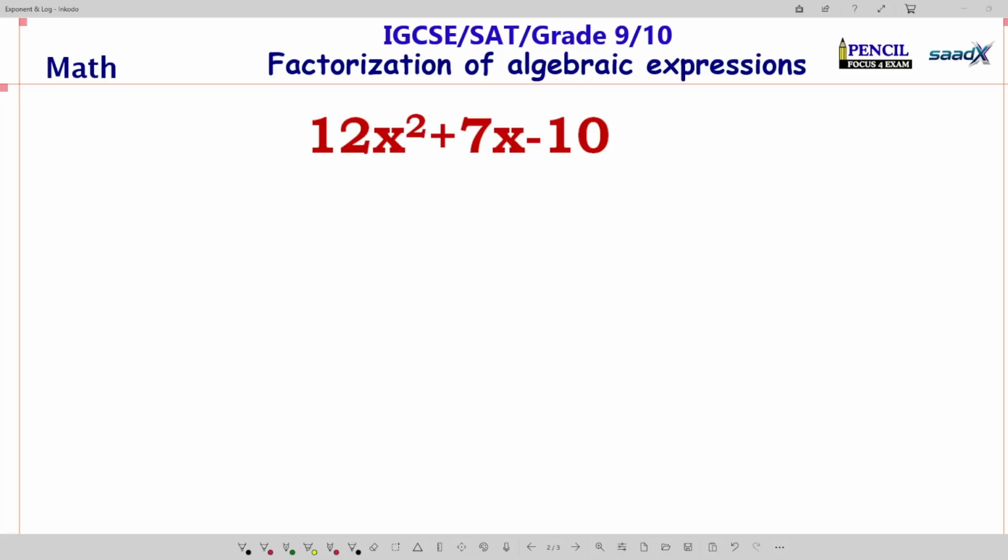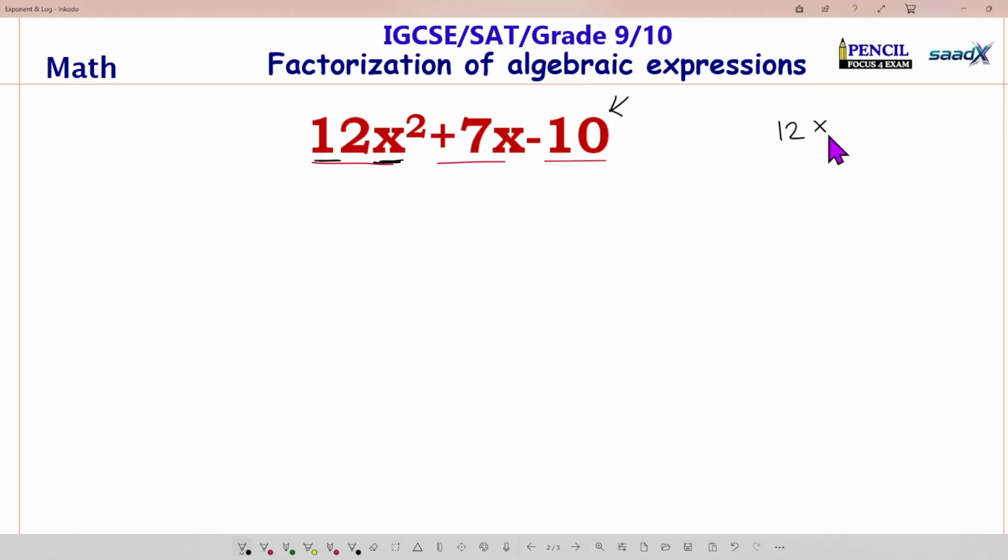Factorization of algebraic expression. 12x squared plus 7x minus 10. When we are trying to factorize these kinds of quadratic equations, here is x squared and the coefficient is 12. This is 12. And here is the constant, 10.